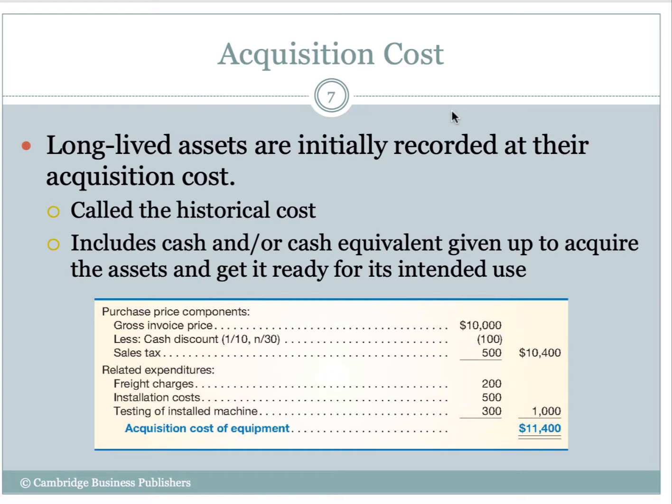So what we have here is how do we actually record a long-lived asset? We buy equipment, we buy a building. How do we record that on our books? Well, we record it at the acquisition cost, meaning what did we pay for it at that particular time. We call that historical cost.